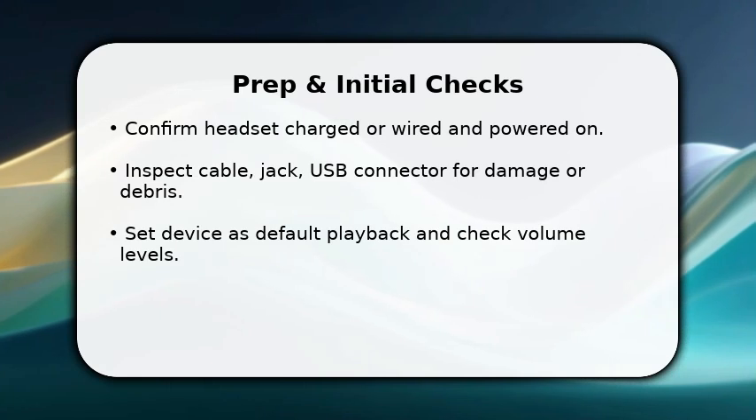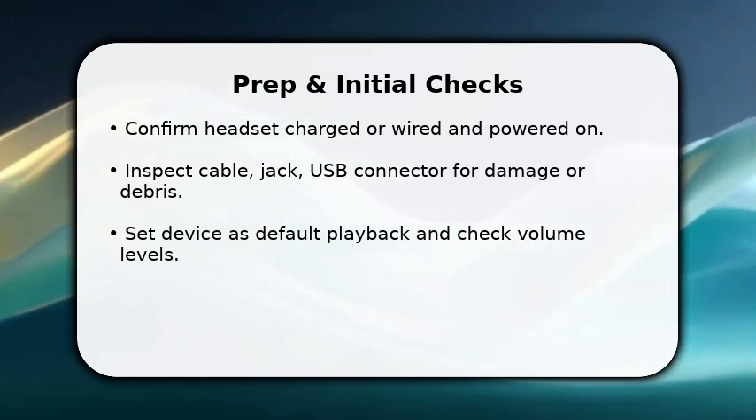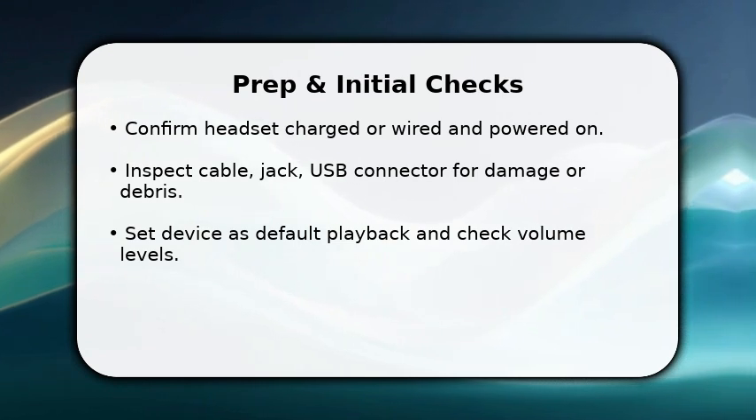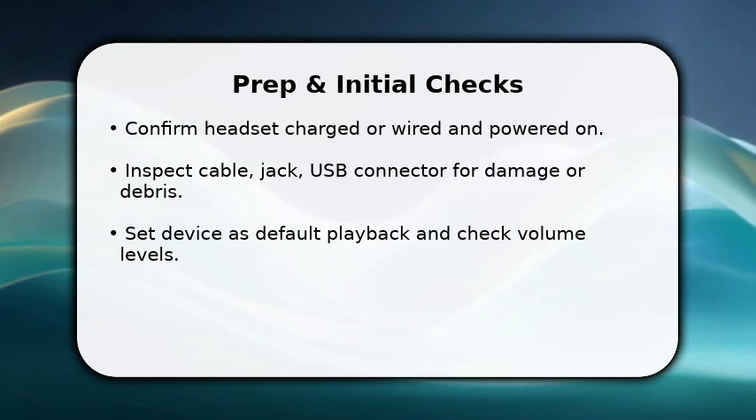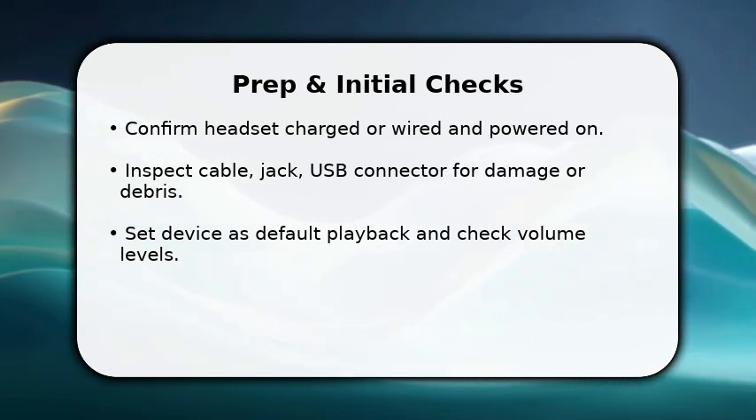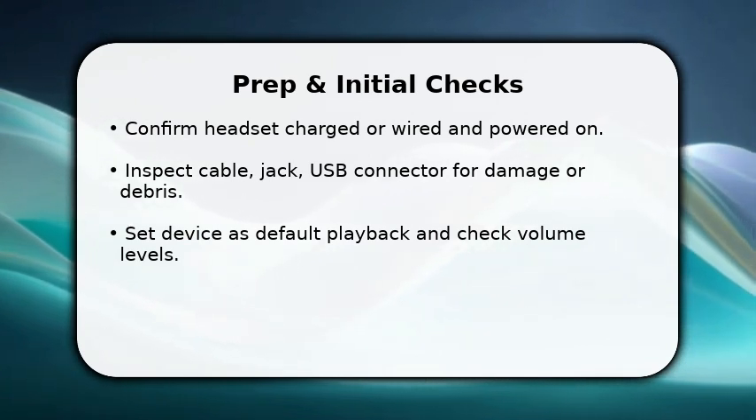You start by confirming power and physical connections. Turn the headset on or plug it in, then inspect the cable and connectors for kinks or debris. Once done, make sure your computer or console recognizes the device and you set it as the default playback output. This prevents audio routing mistakes.